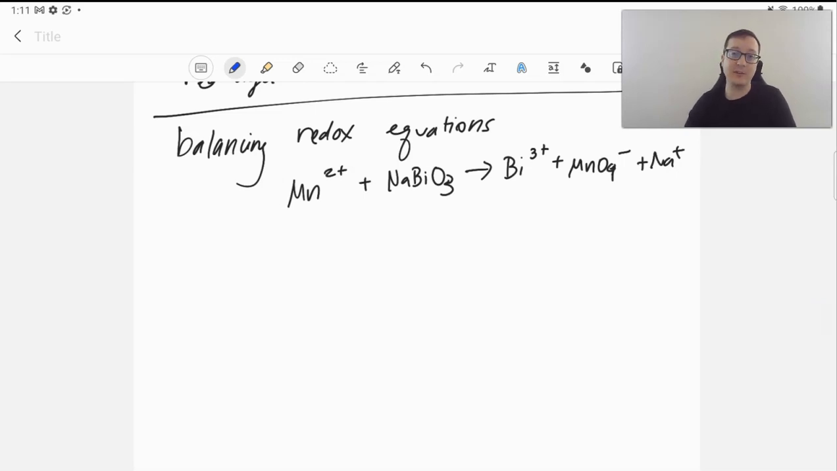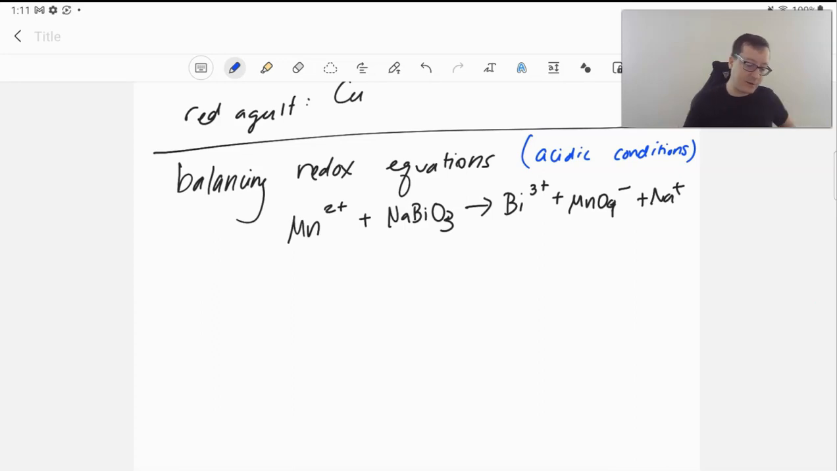Balancing redox reactions is not as simple as balancing regular old reactions. Oftentimes in redox reactions, we have spectator ions that we don't include. We have complex electron transfer processes that sometimes require the presence of either acid or base. In this video, we're going to learn how to balance them in acidic conditions, which is how we're going to be doing it for basic conditions as well, though basic will have a few more steps at the end.